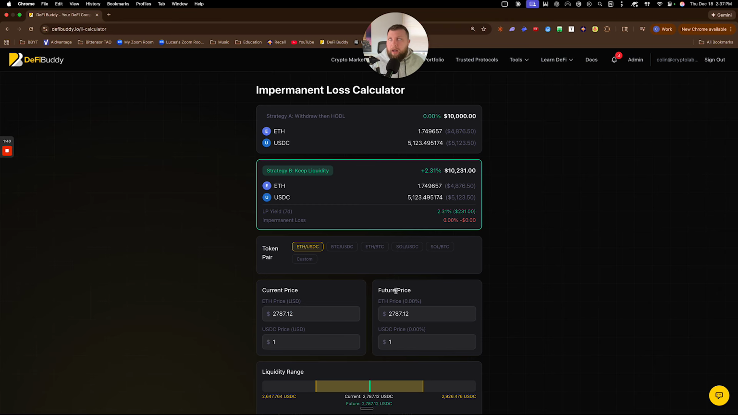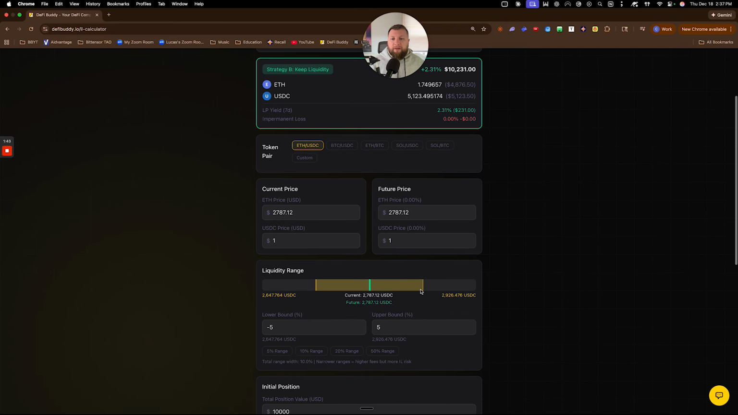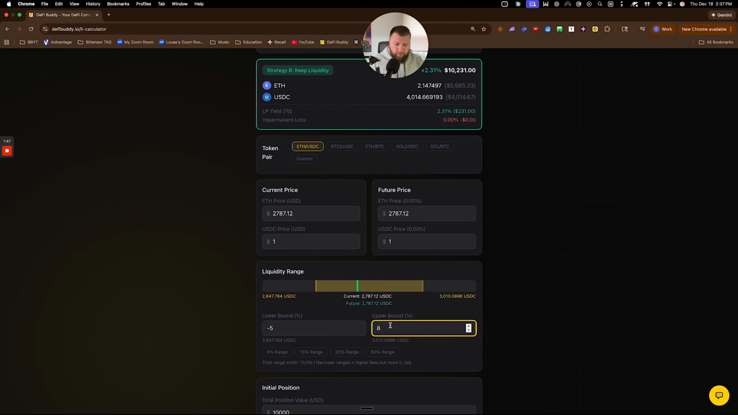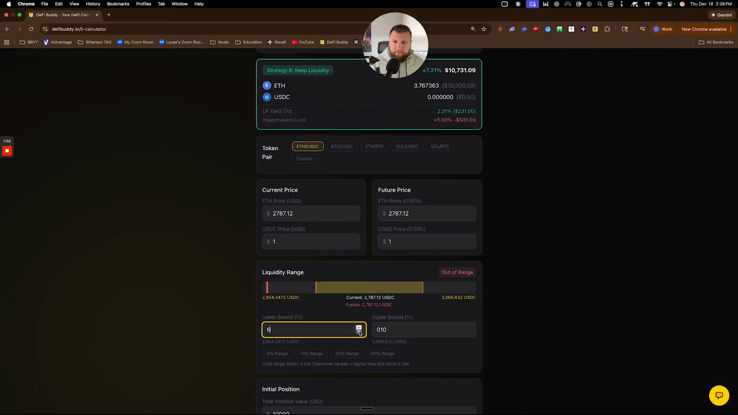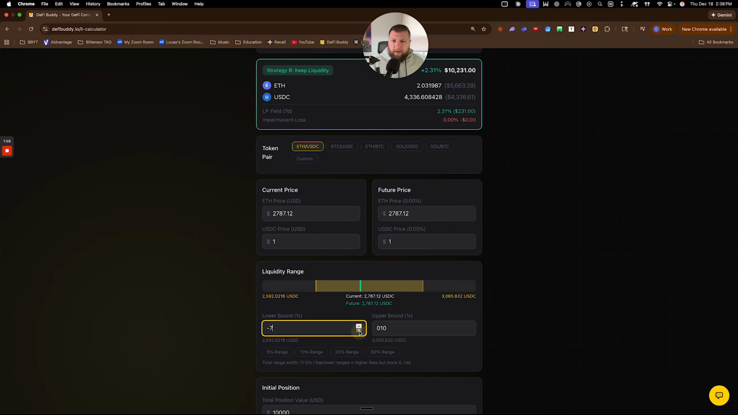This is why I love this simulator, because we can project it out to be like, okay, if I were to do this range, what would it be? So let's say I did just right in the middle, and I did 10 on the upper bound, and oops, I'm messing it up here. Oh, here we go. Let's go -10 to the downside, +10 to the upside.